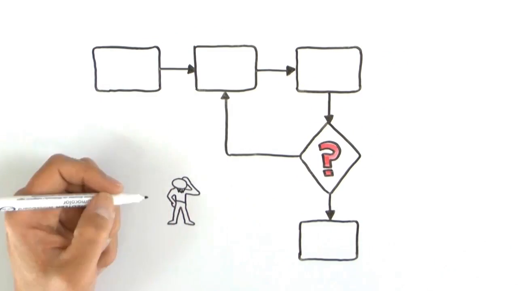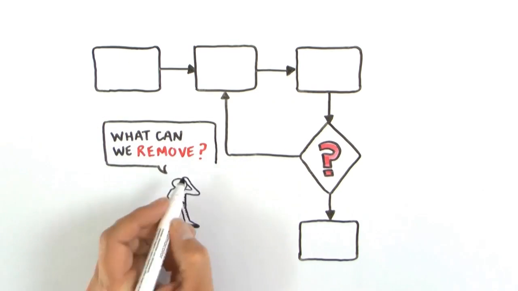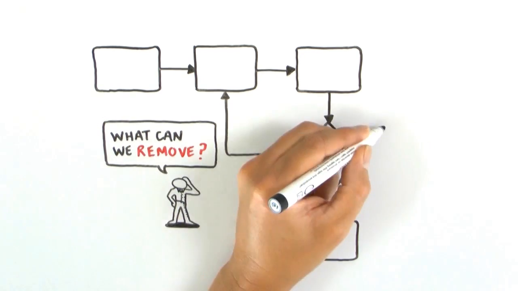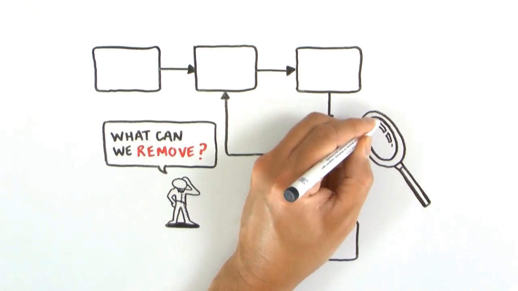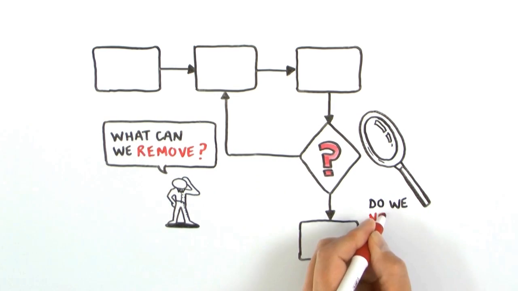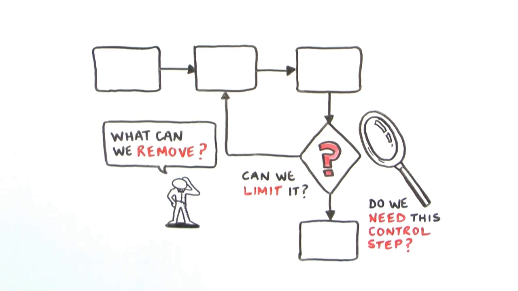First, are there any steps we can take out of the process? So, for example, take a look at authorizations. Maybe something went wrong in a process sometime in the past, and so we change the process by adding an extra control step. But do we still need it, or can we limit it to only certain circumstances?